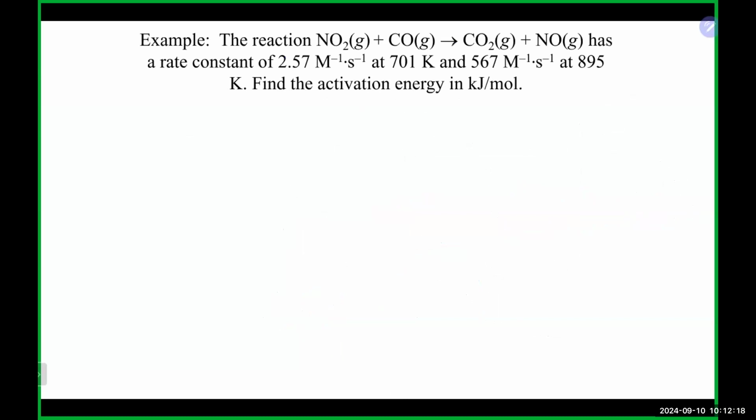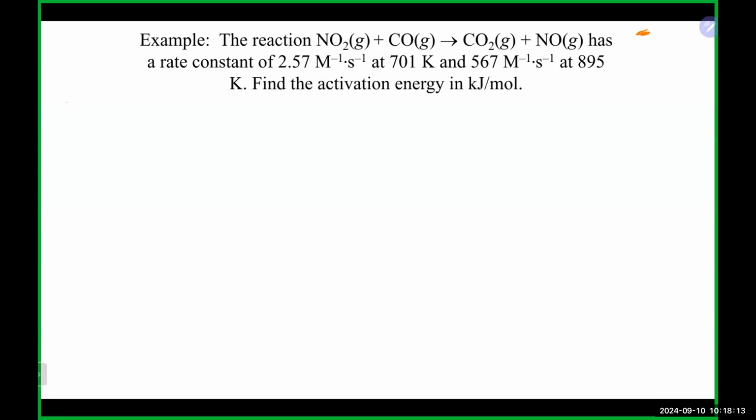All right, so why don't you try one here? For this reaction, we have a rate constant of 2.57 at 701 and 567 at 895. Find the activation energy here. Okay, so let's take a look, see how you're doing.